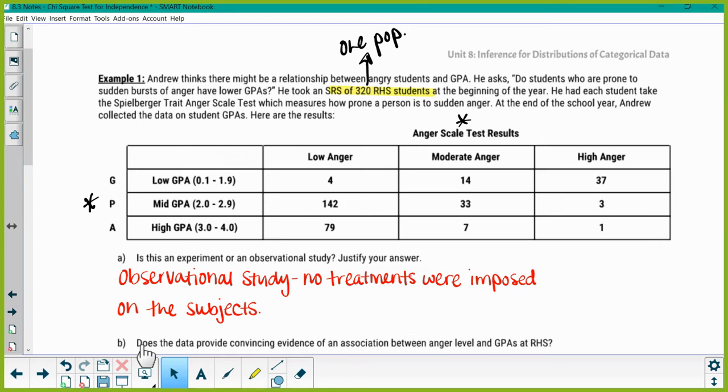Now, another key giveaway for independence is they will actually use that language in the question. So they'll either say, are they independent, or is there an association? Are they not independent? So, does the data provide convincing evidence of an association between anger level and GPAs at RHS? So, again, another call back to my two categorical variables, anger level and GPA, and it's specifically asking me if there is an association. That's your giveaway. Independence automatically.